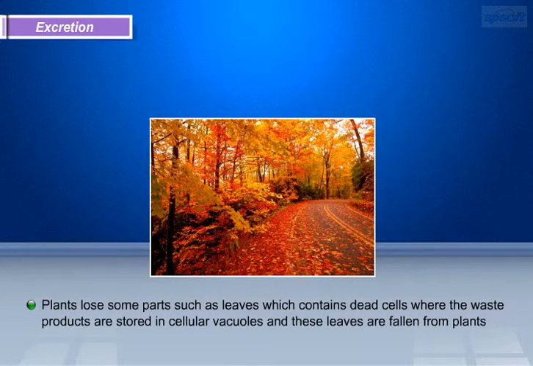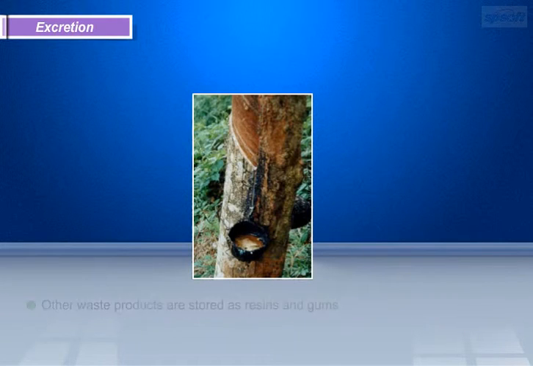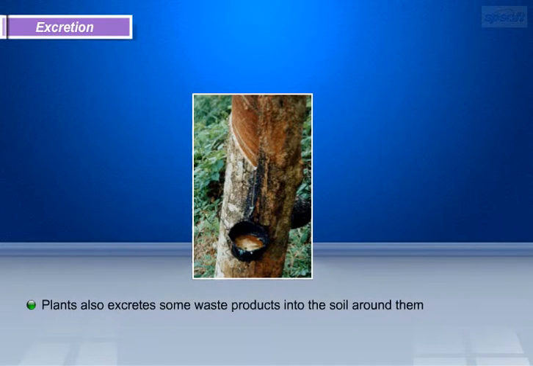Plants lose some parts such as leaves, which contain dead cells where the waste products are stored in cellular vacuoles, and these leaves fall from the plants. Other waste products are stored as resins in gums. Plants also excrete some waste products into the soil around them.